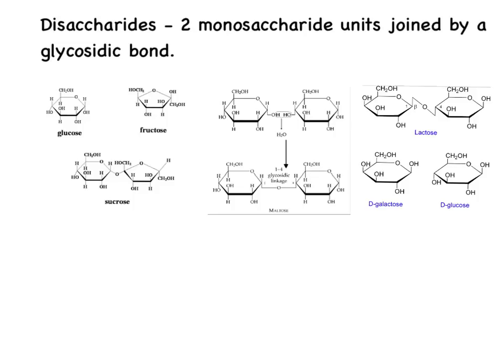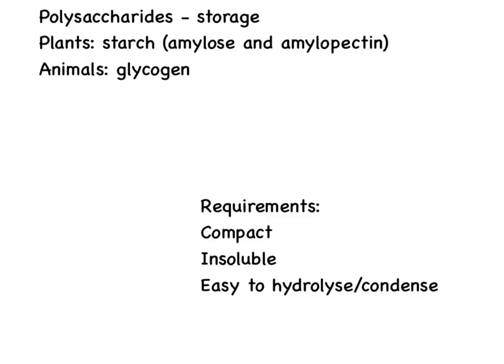Two monosaccharides will join together to make a disaccharide, and there are 3 that you need to be aware of. Sucrose, which is made up from glucose and fructose, maltose, which is glucose plus glucose, and lactose, which is galactose and glucose. Polysaccharides have 2 functions. They're either for storage or for structure. In this section of the syllabus, you need to only look at the storage polysaccharides. In plants, starch is the storage compound, and in animals, glycogen is the storage compound.